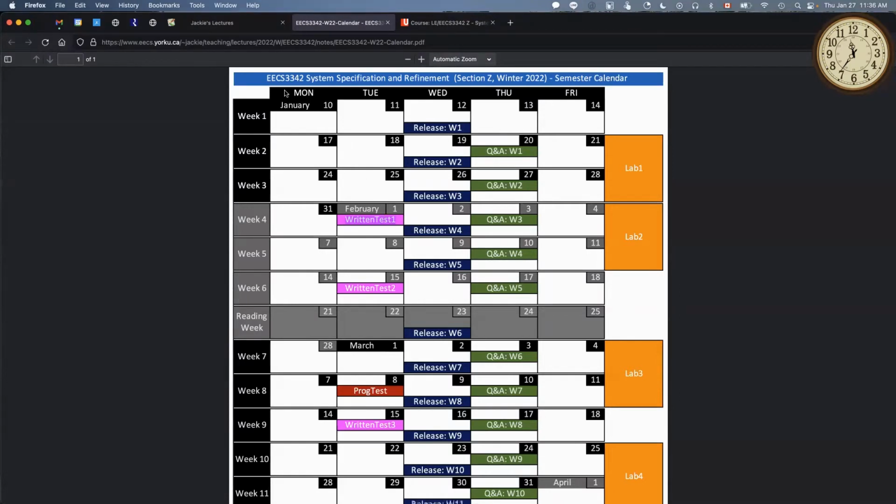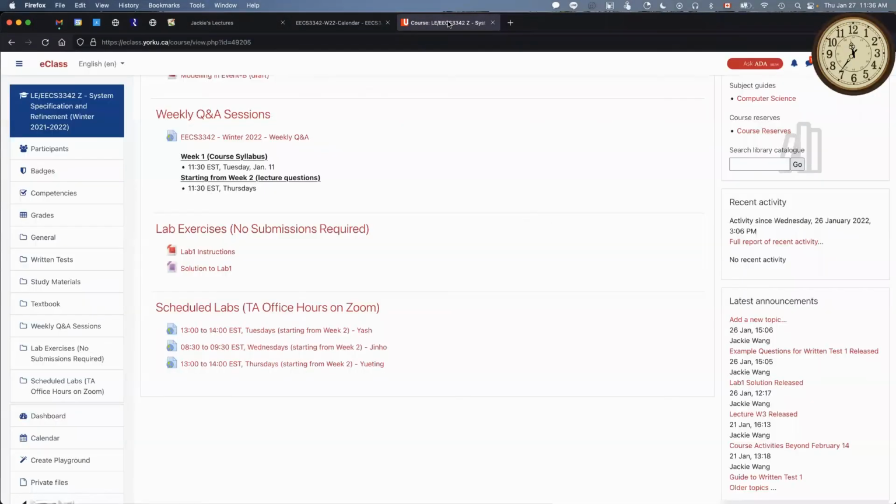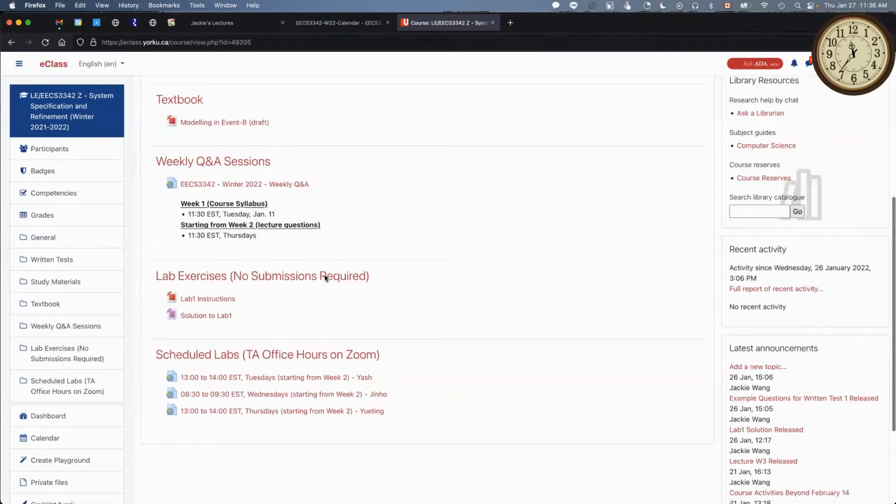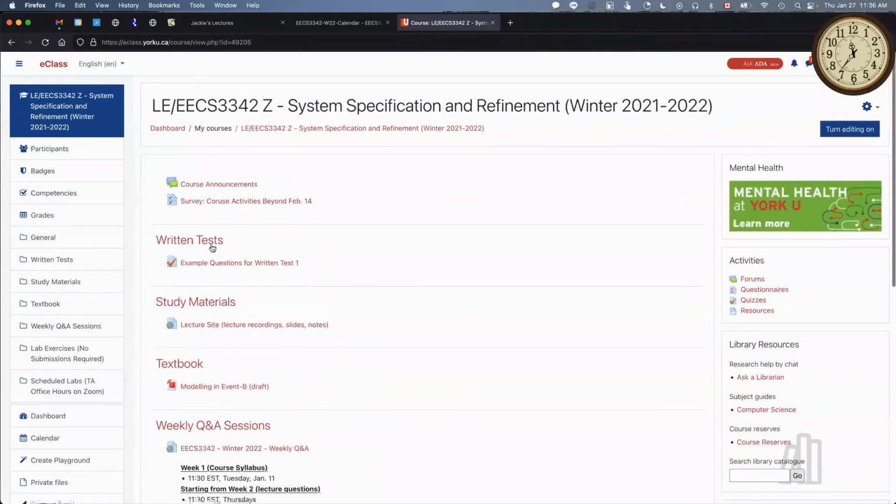If you want to see some example questions about the format or what kind of questions you can expect in the test, you can go to the e-class under written test. We have example questions for written test number 1. But as I mentioned there, it doesn't really cover all the topics that you will be assessed on. It's not meant to be complete.